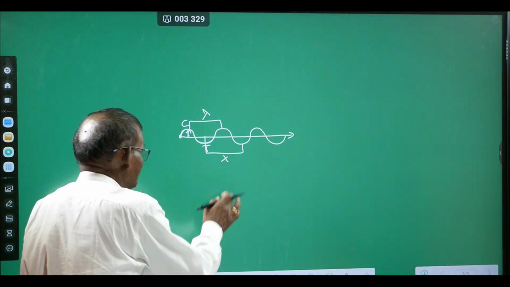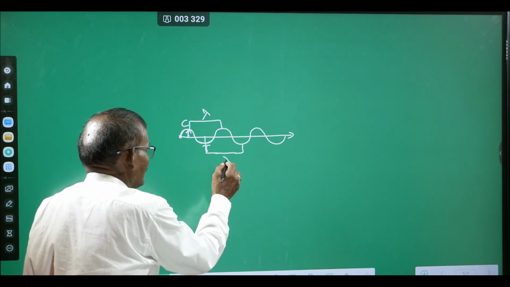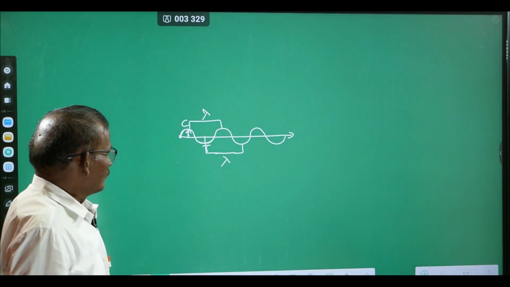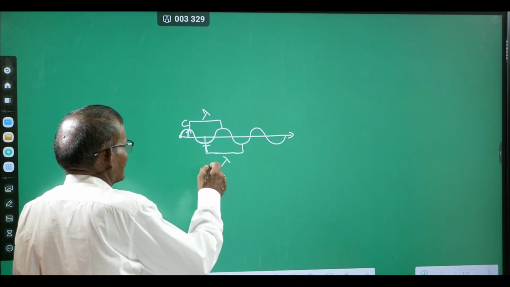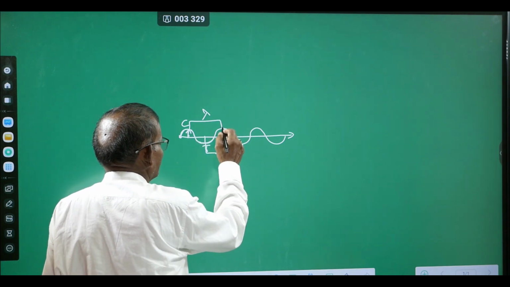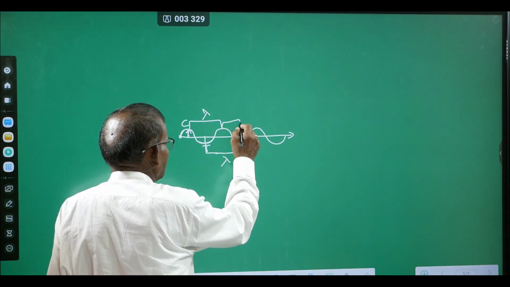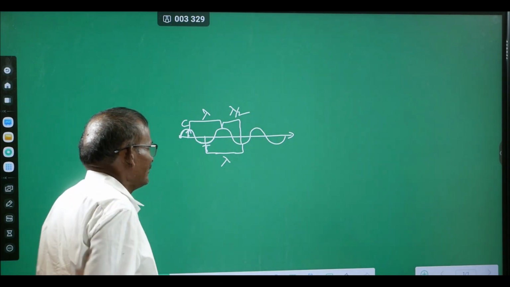For example, if you want to find the distance between consecutive crests and a trough, then this becomes lambda by 2, half of the wavelength.